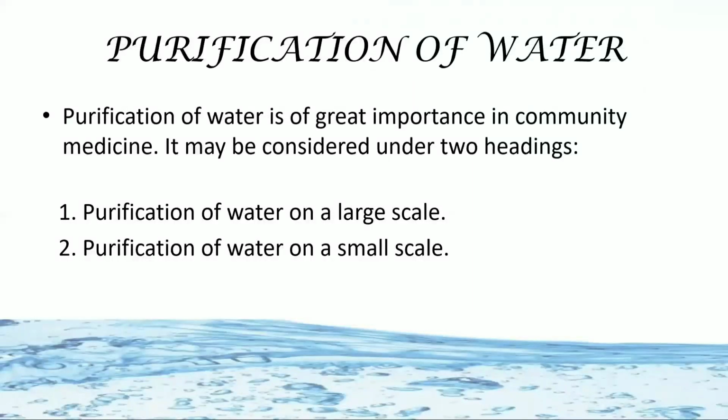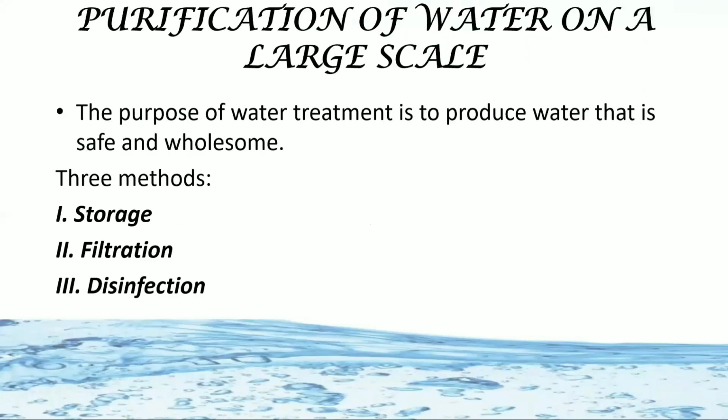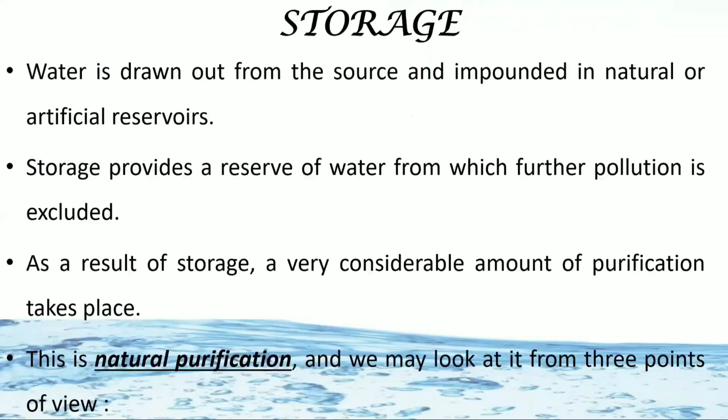There are two processes of purification of water: on a large scale and on a small scale. In large scale, there are three methods: storage, filtration, and disinfection. In storage, the water is drawn from the source and impounded in a natural or artificial reservoir. Storage provides a reservoir of water from which further pollution is excluded.